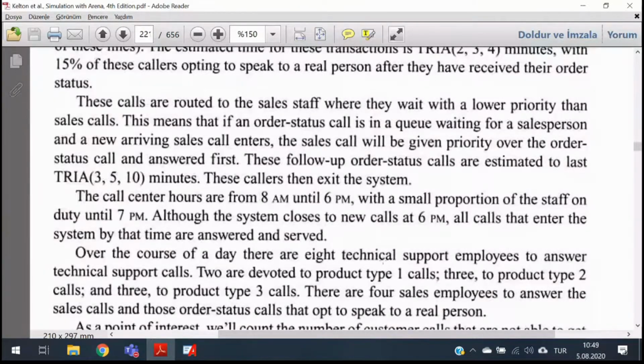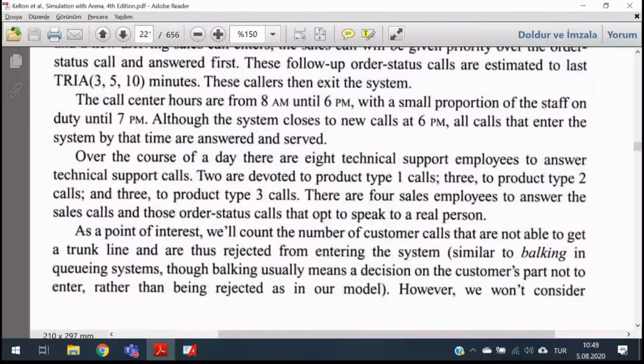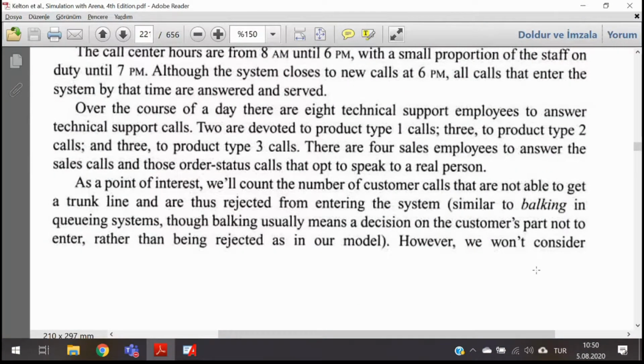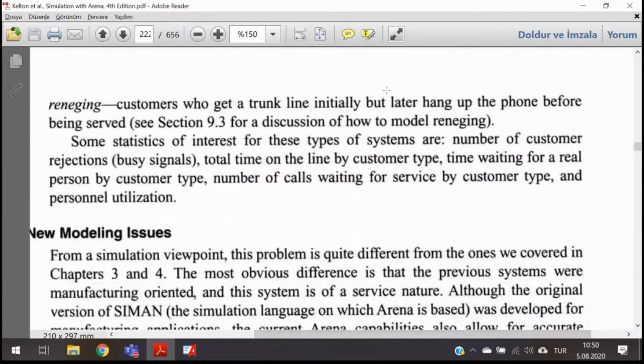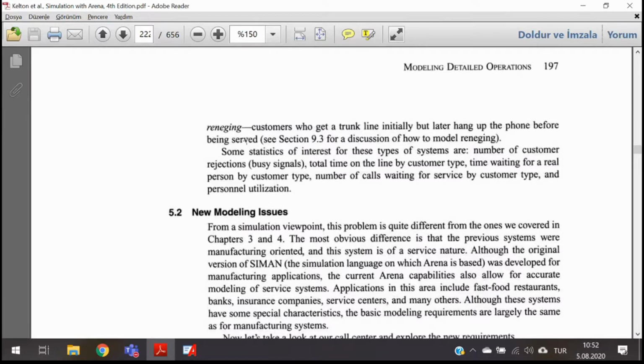As a point of interest, we'll count the number of customer calls that are not able to get a trunk line and are rejected from entering the system. Similar to balking and queuing systems, though balking usually means a decision on the customer's part not to enter rather than being rejected as in our model. However, we won't consider reneging customers who get a trunk line initially but later hang up the phone before being served. Some statistics of interest for these types of systems are number of customer rejections, total time on the line by customer type, time waiting for a real person by customer type, number of calls waiting for service by customer type, and personnel utilization.